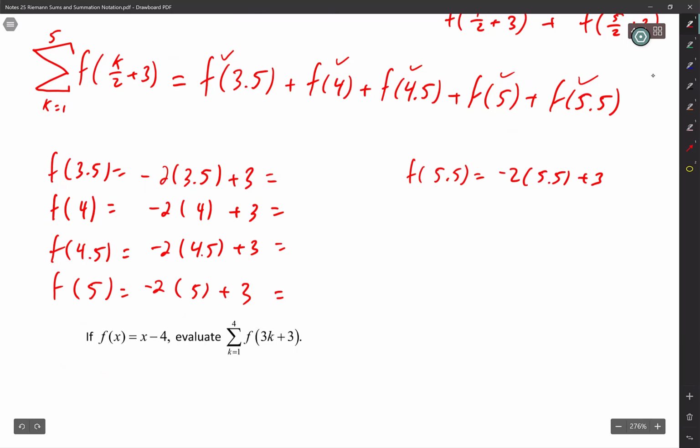All right, let's see. Negative 2 times 3.5, that's negative 7. Negative 7 plus 3, that's a negative 4. Is that what you got? Yes. Awesome. 2 times negative 4 is negative 8. Negative 8 plus 3 is a negative 5. Negative 2 times 4.5, that's a negative 9. Negative 9 and 3, that's a negative 6. So I'm going to assume that's negative 7, and that's negative 8.